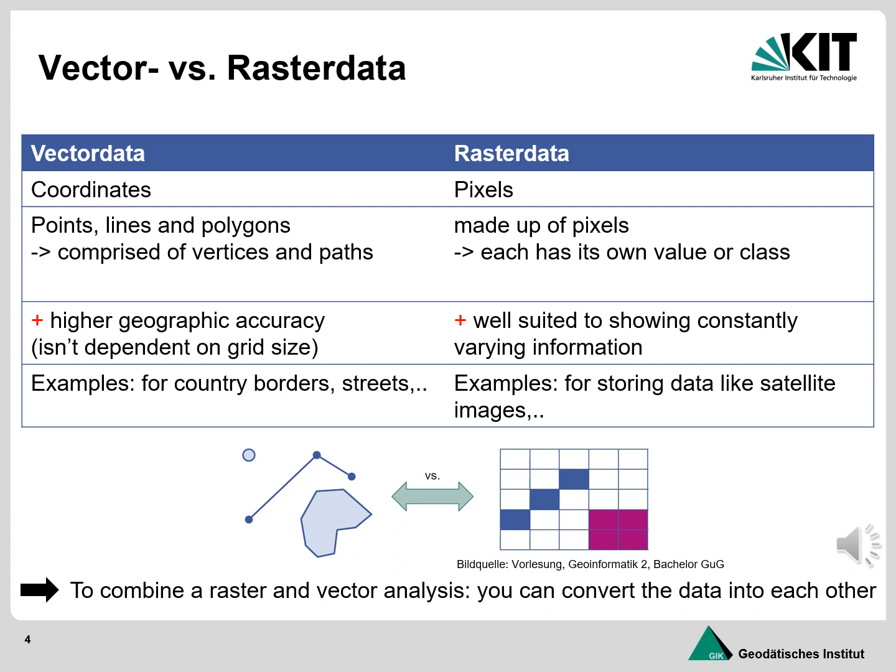Raster data is based on pixels. So it's made of pixels and each pixel can get its own value or class. It's well suited to showing constantly varying information, for example, in satellite images. So you can use it for storing data like satellite images.